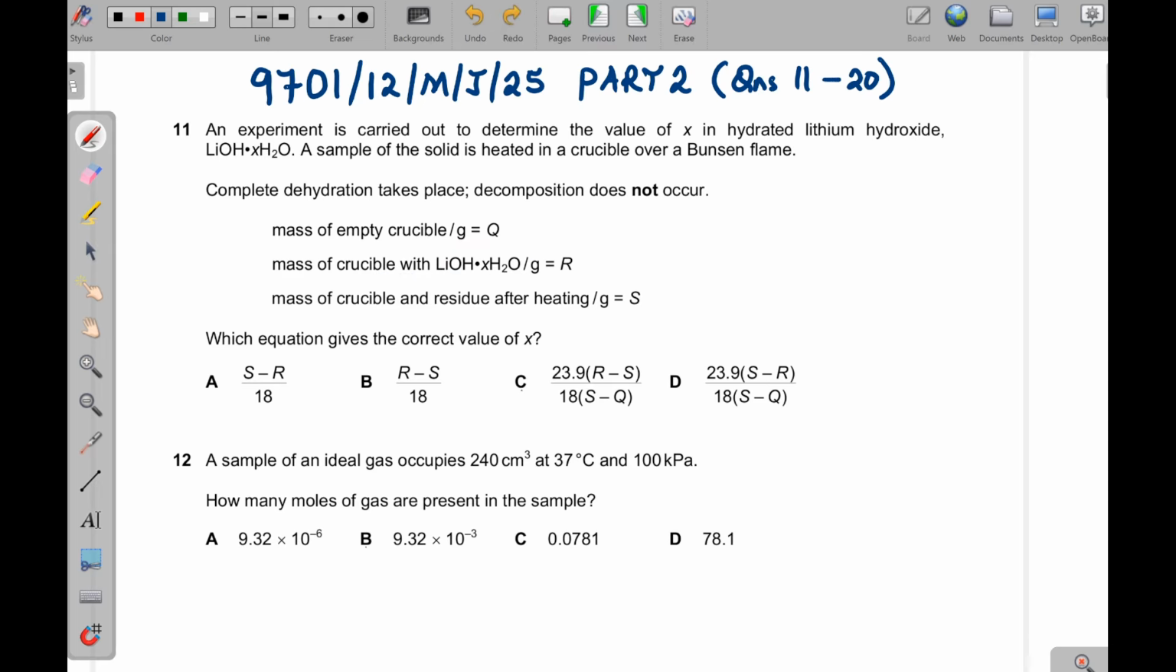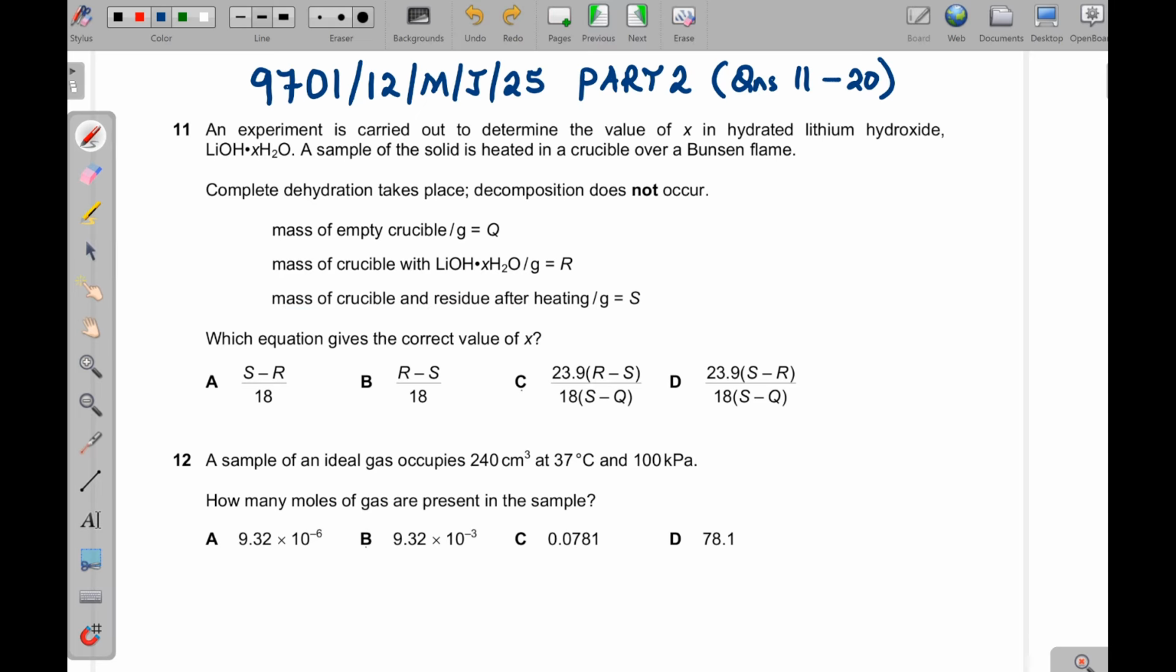So you put the crucible on the weighing scale, and then you get the mass of the crucible, okay? Then after you pour this solid here, you see the mass again. That means you are going to get the mass of lithium hydroxide, the hydrated one. It will be R minus Q. Are we there? Then the mass of the crucible and residue after heating.